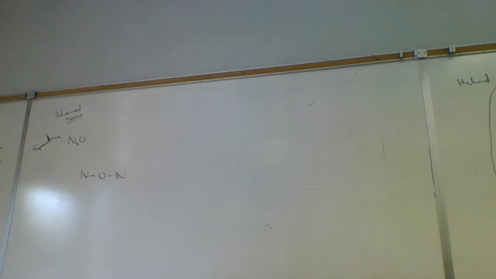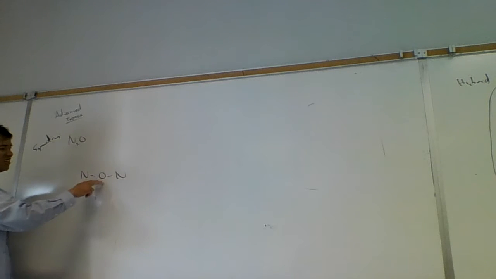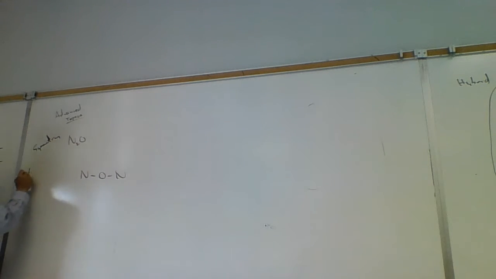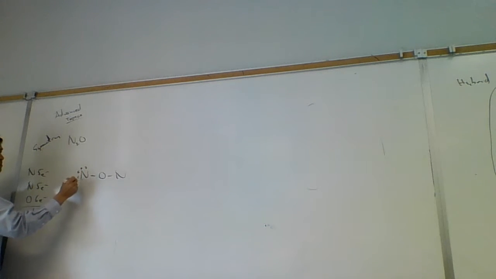So here we could throw oxygen in the center, even though this violates something, because one of our rules is that we put what atom in the center? The most electronegative or the least electronegative? The least, but that's okay because oxygen likes to bridge. And then how many electrons do we have here? We have nitrogen with 5, we have 2 of those, and then we have oxygen with 6. 10, 16 electrons. And so we complete the octets on the terminal atoms first.